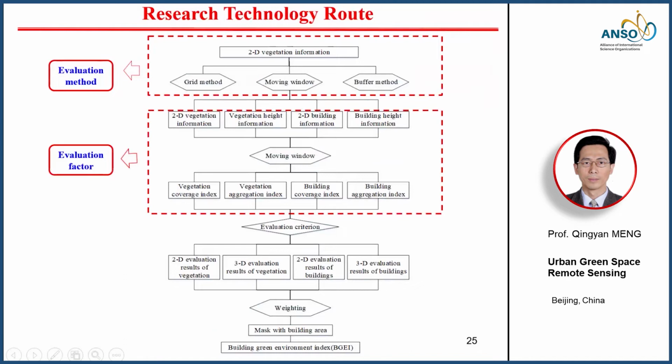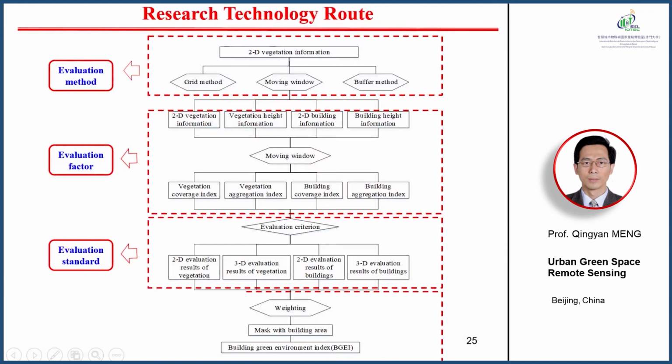Then we develop the evaluation factors, for example, the two-dimension vegetation information and the two-dimension buildings information, also the height information. I have introduced that in the first part. And using the moving window, we get the vegetation coverage index and the aggregation index, and the buildings parameters, and we conduct weighting, and we get the building green environment index, BGEI.